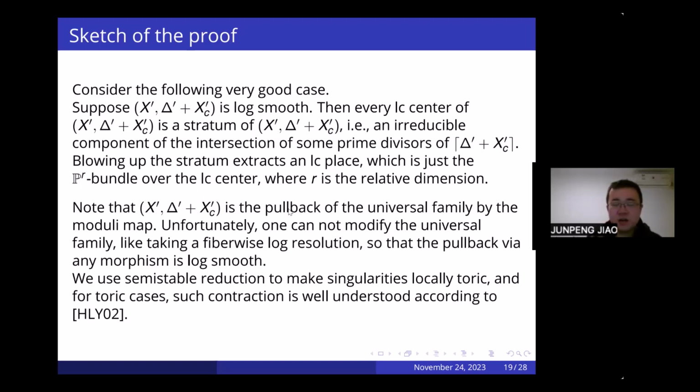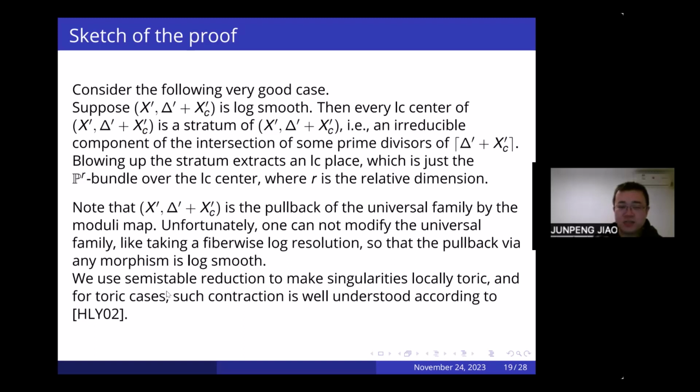So this is a very good case, but unluckily, because this X prime, delta prime plus X_C prime is a pullback of the universal family, we cannot modify the universal family, like taking a fiberwise log resolution, so that the pullback via any morphism is log smooth. We cannot modify the universal family to make the case very good.